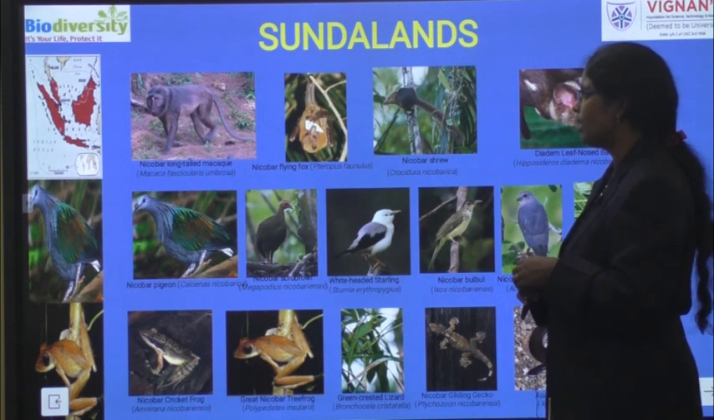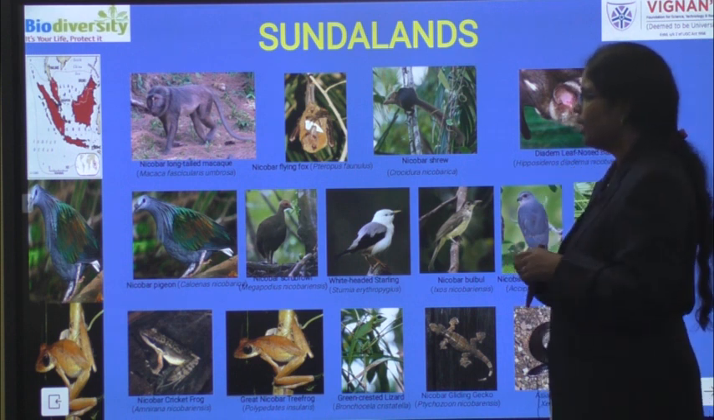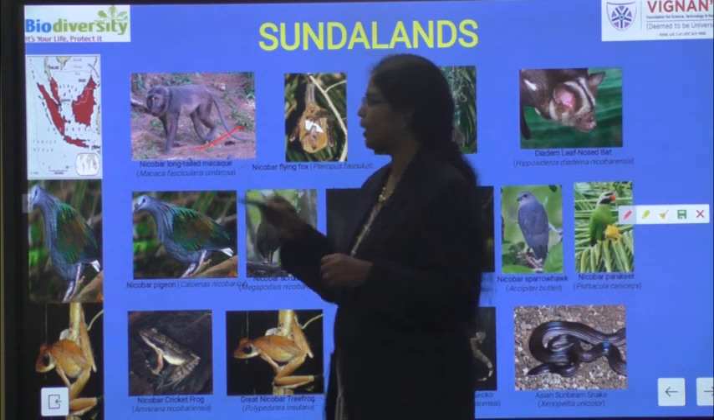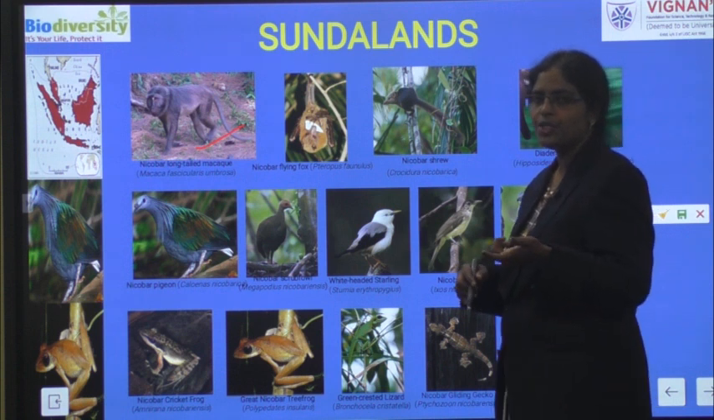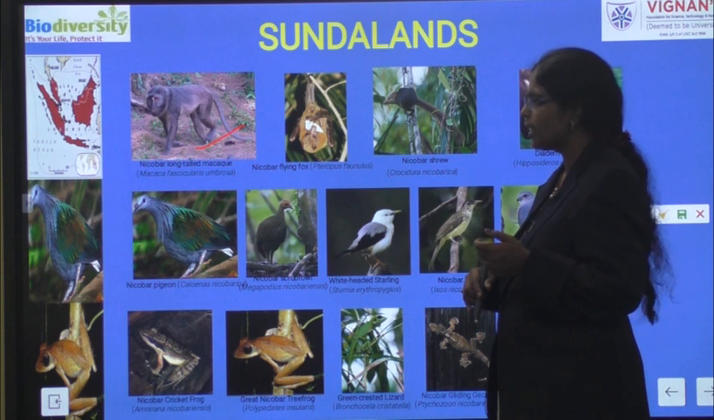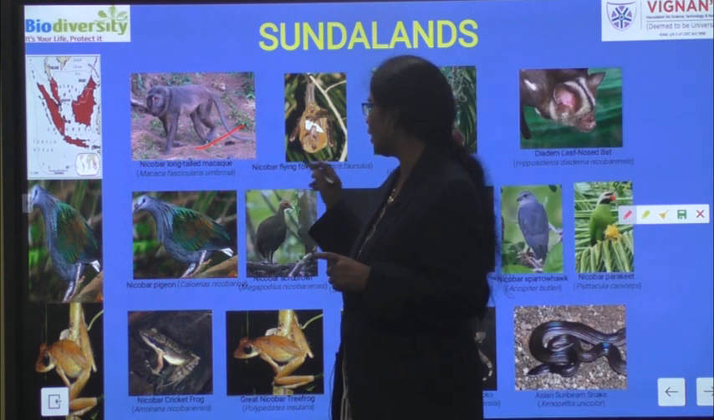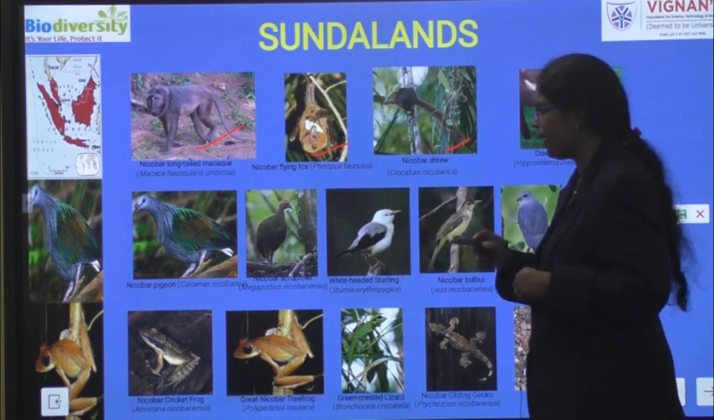This is the various fauna of this Sundaland region. Here you can observe the Nicobar long-tailed macaque. In the Western Ghats region, the lion-tailed macaque is also in the critically endangered category. Even in the Nicobar we can observe the long-tailed macaque, Nicobar flying fox, Nicobar shrew and diadem leaf-nosed bat.